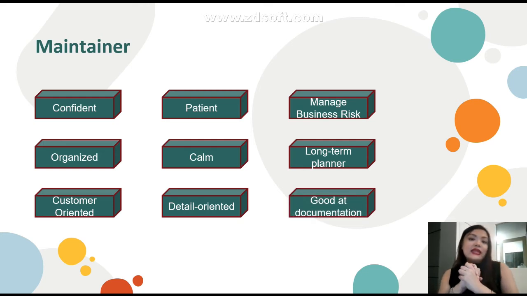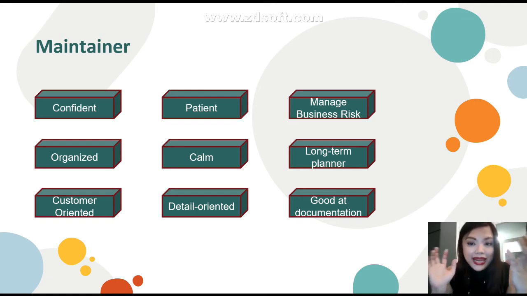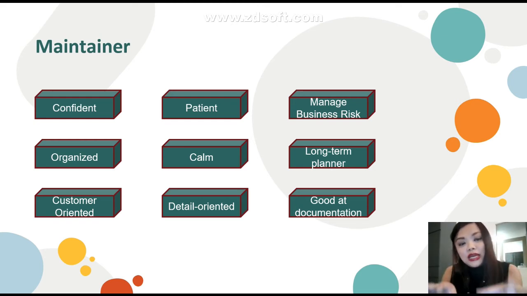I would like to pay attention and emphasize good documentation and long-term planner. A maintainer must have a very planning mindset. You must think far, and you must be very detailed and very good at documentation. Why? Because when your company is no longer a startup company, you have existing customers that you will value and cherish, because they are the main source of revenue income for the company. Imagine if you lose them, you will have a heart pain, isn't it?